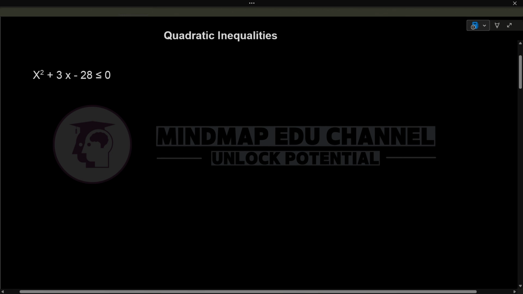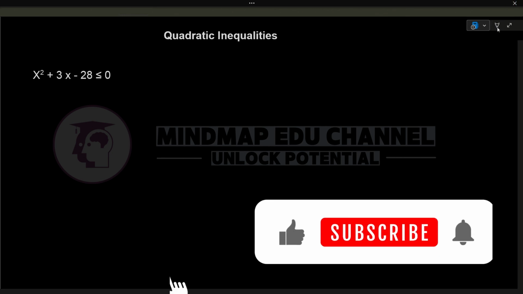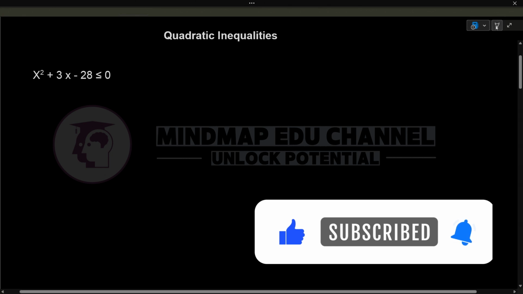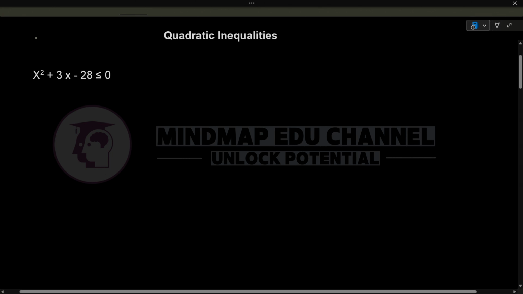In today's class, we will learn how to solve quadratic inequalities. So let's get started and try to understand by solving a few examples. x squared plus 3x minus 28 less than or equal to 0. So let's simplify this by finding the factors.